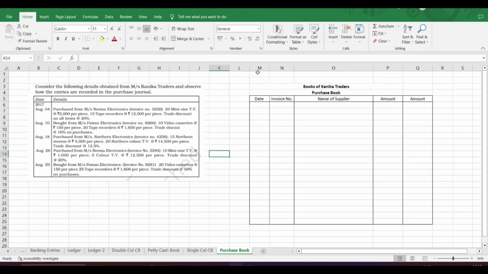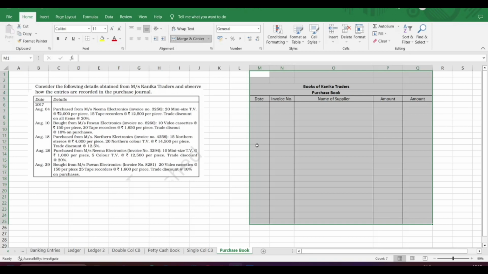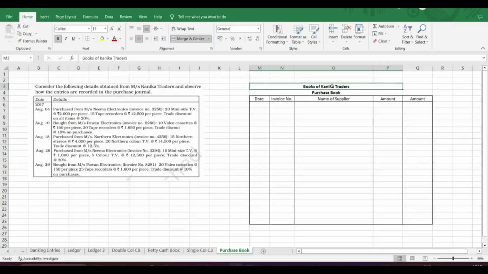So here our format of purchase book is ready. Name of the business, that is books of Kanika Traders, purchase book, date, invoice number, name of supplier, amount, and amount column. Inner amount column is nothing but just for calculation for our understanding purpose.